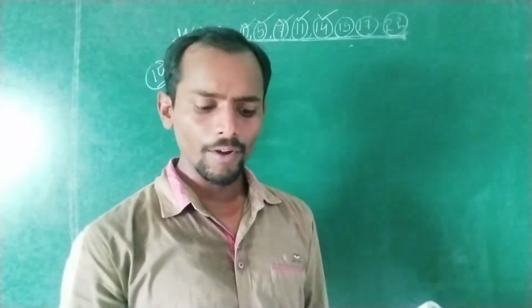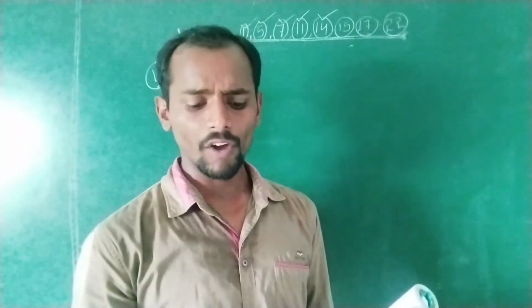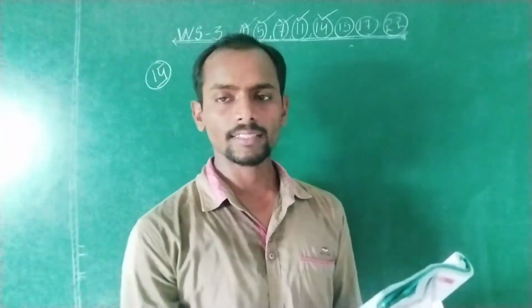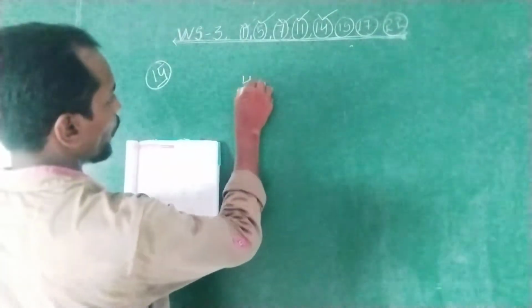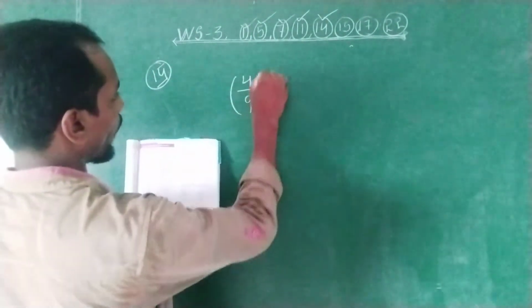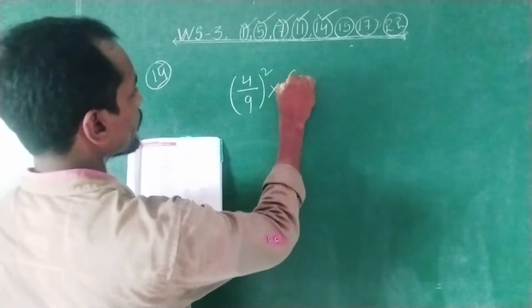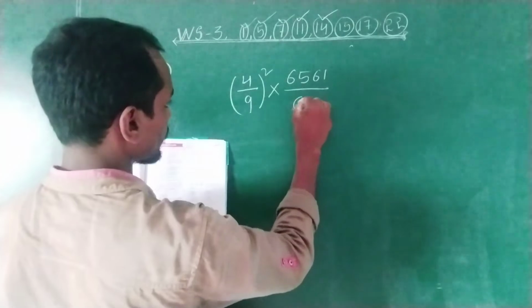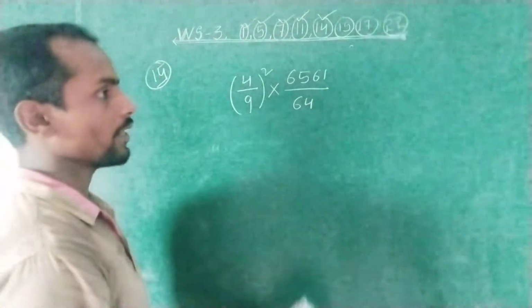If you multiply (4/9)² by 6561/64, then the square root of the resultant is? Now this is the problem given. The numerical expression (4/9)² is multiplied by 6561/64. You have to find out the square root of the result.